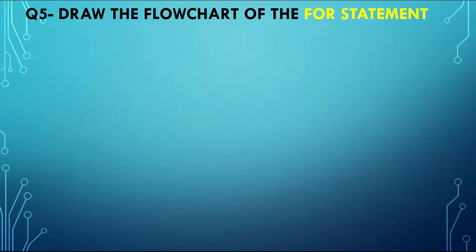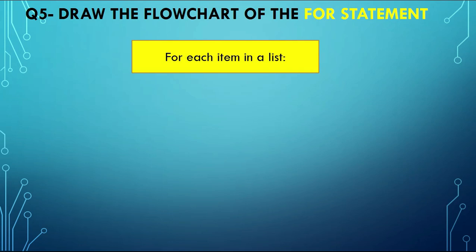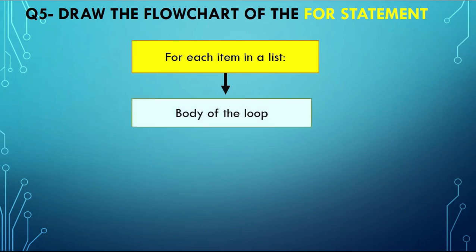Question number 5, draw the flow chart of the for statement. So here we have to represent the syntax of the for statement using a flow chart. First we write "for each item in a list", where item is the variable name. We have to pick the values from the list. The list can be a range, it can be a sequence.